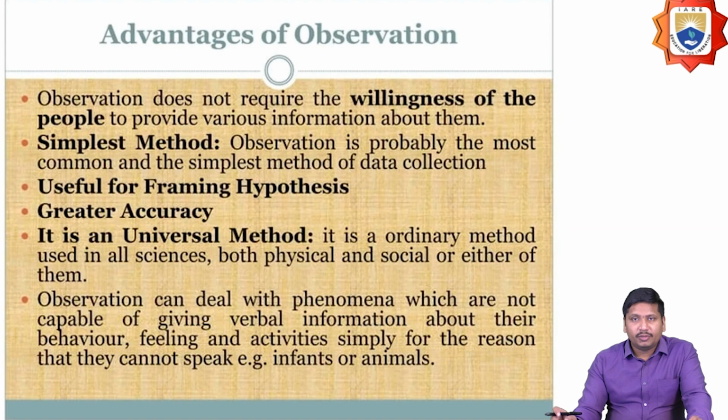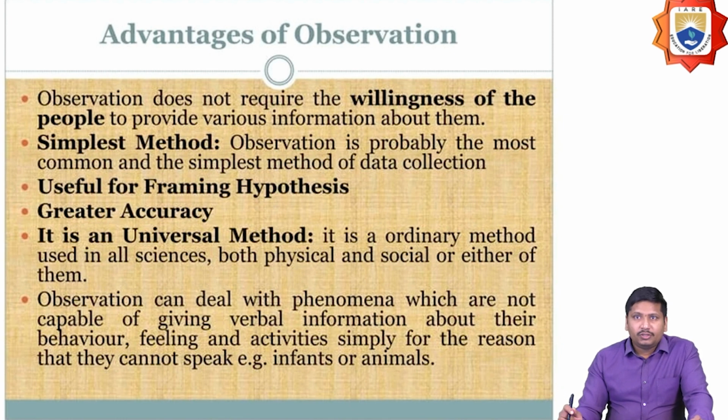So what is the advantage of this method? Observation does not require the willingness of the people to provide information about themselves, and it is treated as the simplest method compared to the other methods. Observation is probably the most common and simplest method of data collection, mainly used for framing hypotheses, and it has greater accuracy. It is a universal method, used in all sciences, both physical and social. Observation can deal with phenomena which are not capable of giving verbal information about behavior, feeling and activity, simply because they can't speak.